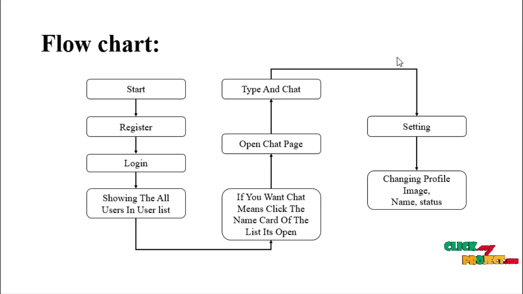Then we have the settings, where the profile name can be changed in the user interface. The theme color can also be changed using the settings option, along with the profile image, name, and status, whether live or not online. We have a green button displayed when a user is online, and a red button displayed when the user is not online.